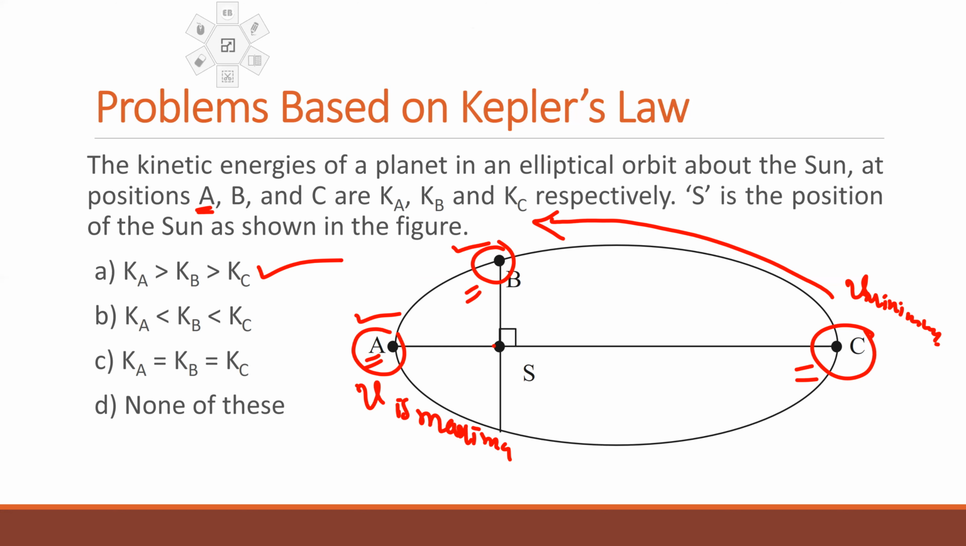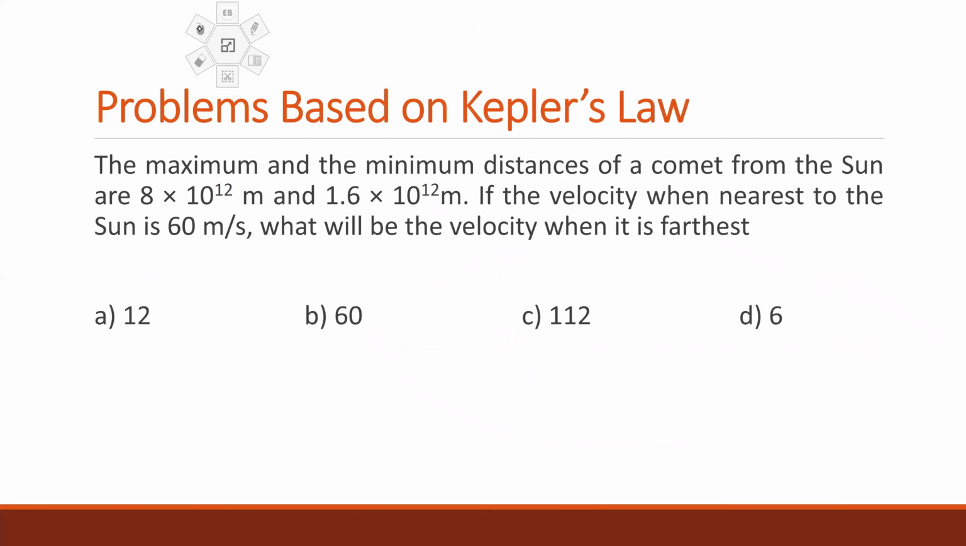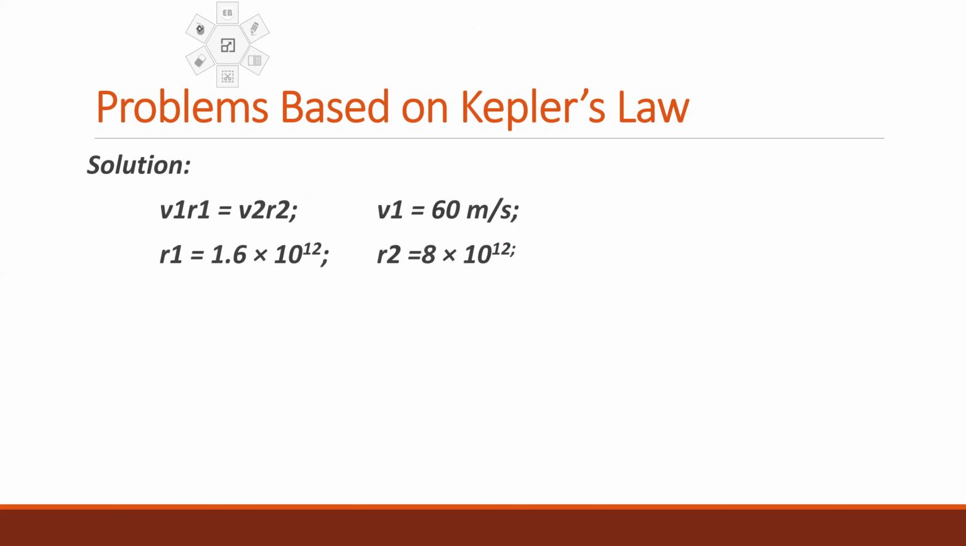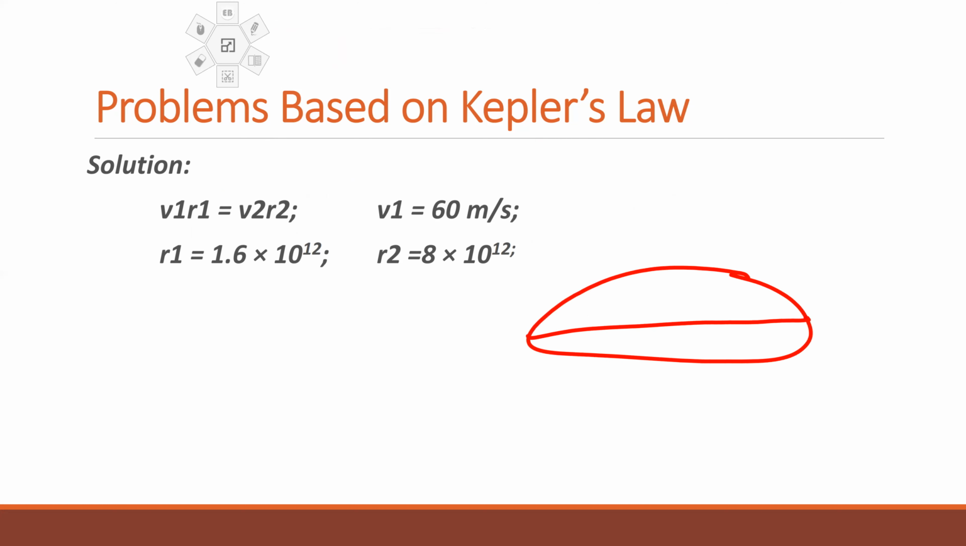Okay, and one more problem, you just try it here. Again, the maximum and minimum distances of a comet from the sun are given as R1 and R2. Here your sun is here. The maximum and minimum distances: this one is given from here to here, 8 into 10 to the power of 12. Here the velocity is V2.